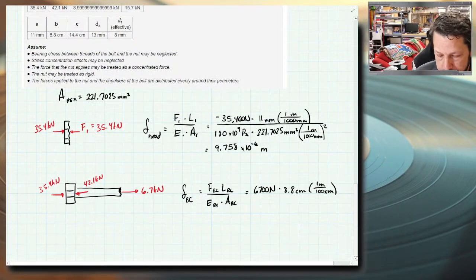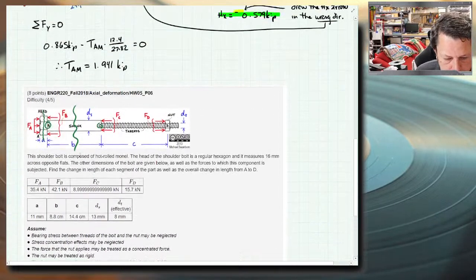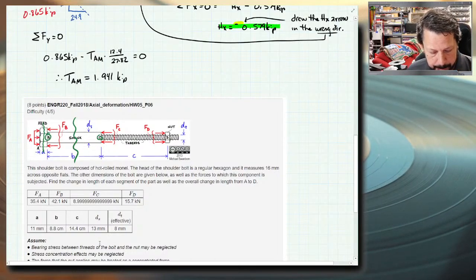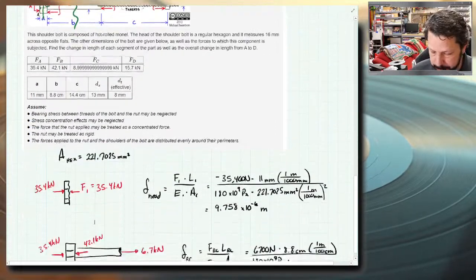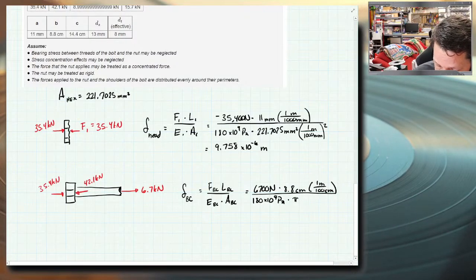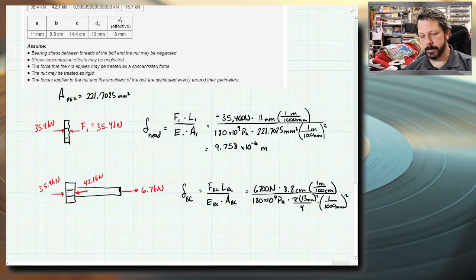E is the same material, so we can use the same 180 times 10 to the 9th pascals. It has a different area though. Let's see what it tells us about the area. It says DS for the diameter of the shank, and we have the diameter of the shank is 13 millimeters. So that's a circle, and we can just do pi diameter squared over 4, and then we'll need to convert, same as last time, because it's in millimeters, it's squared again. So we need to do that.